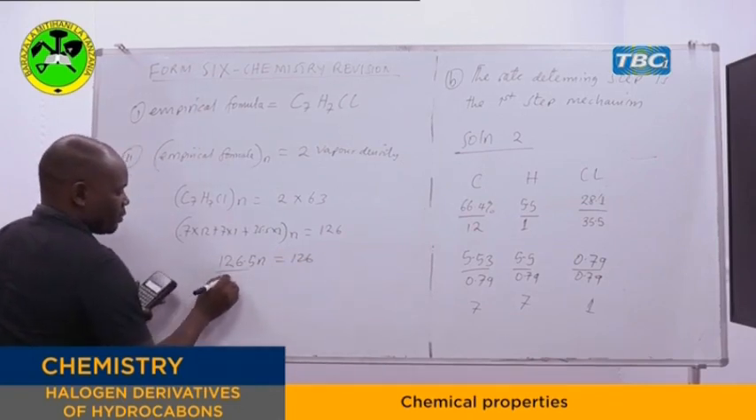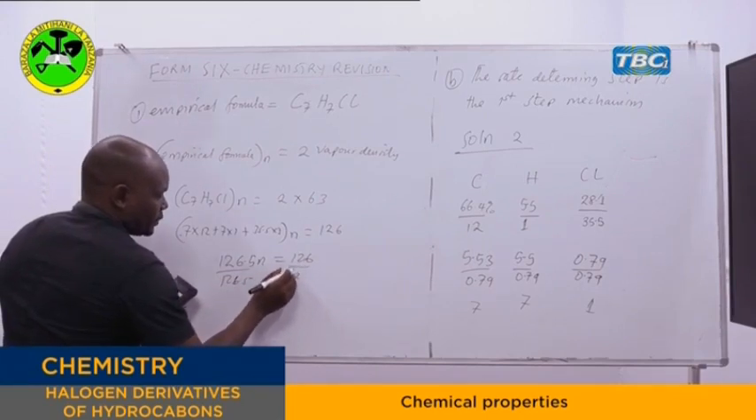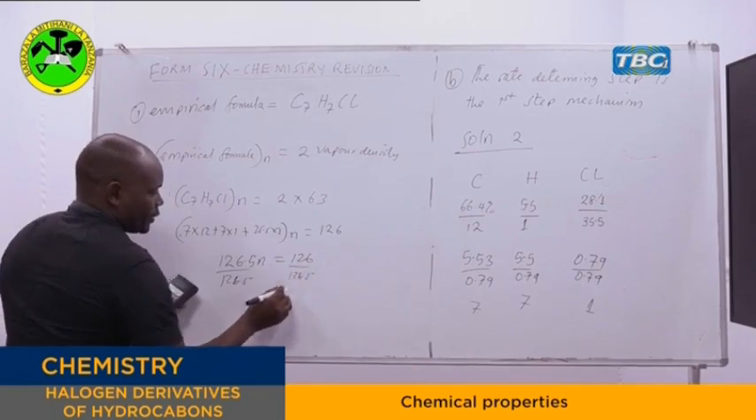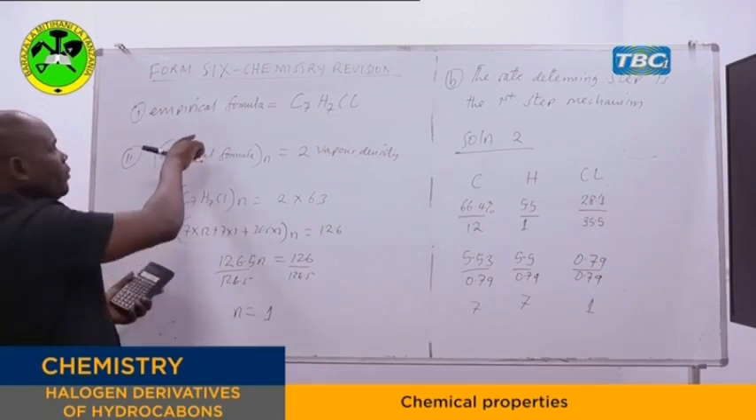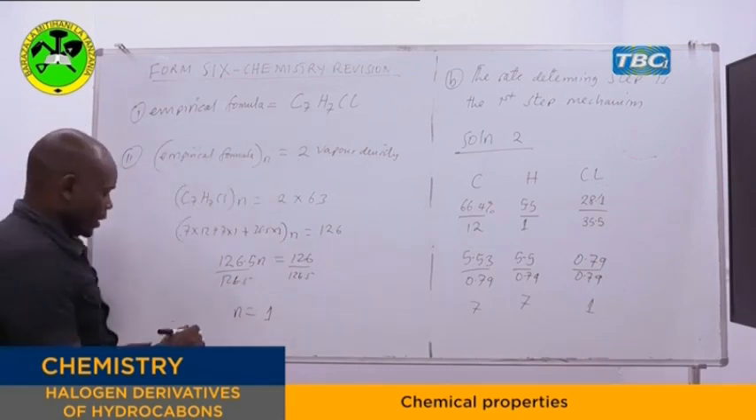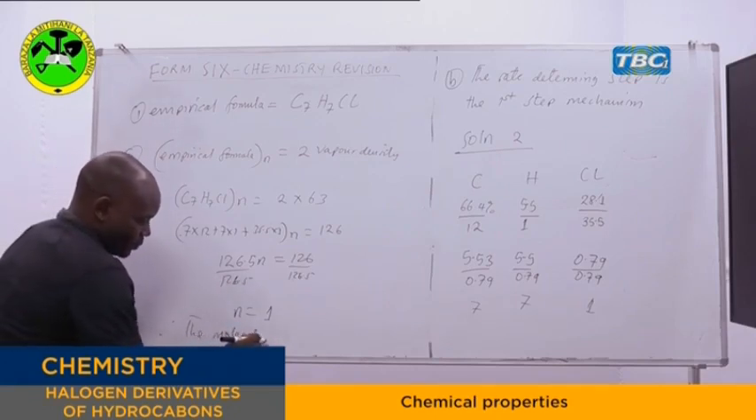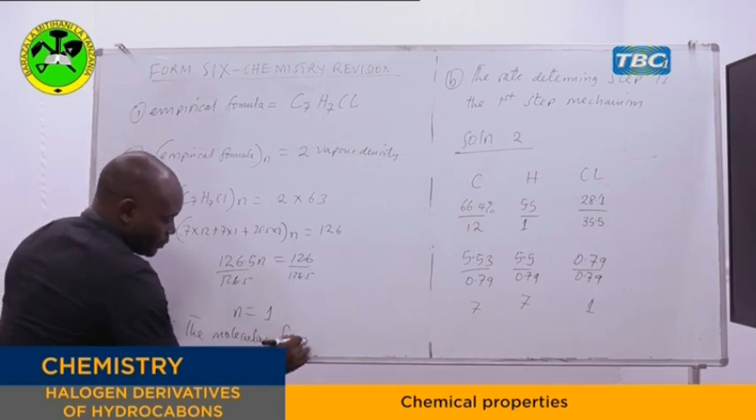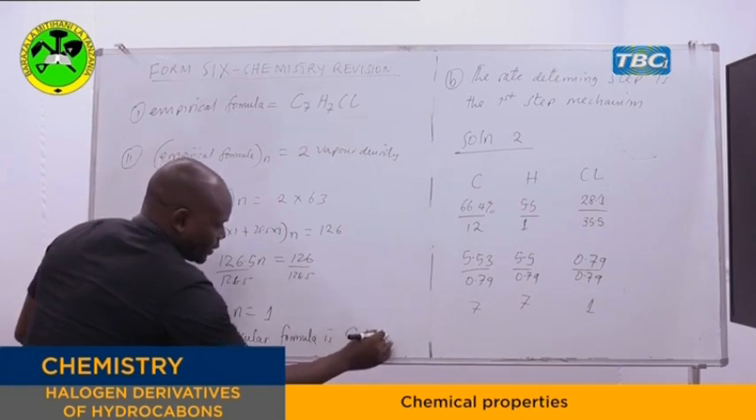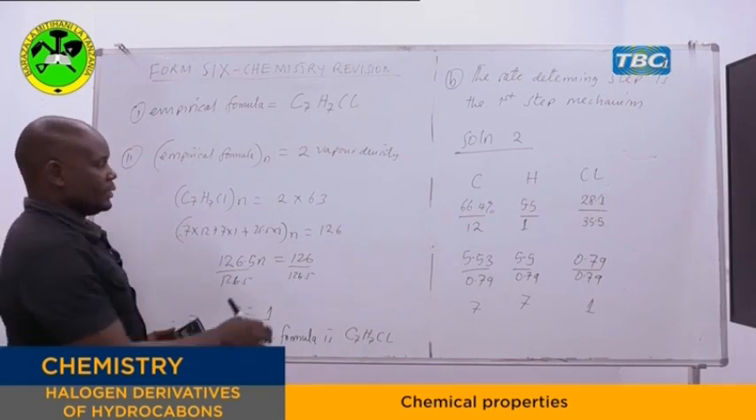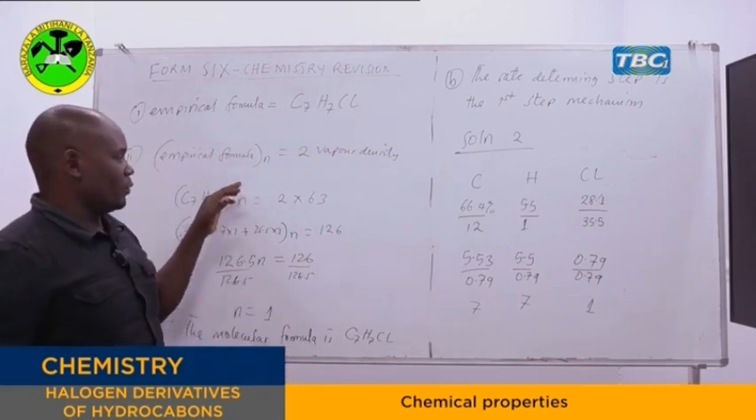So we divide by 126.5, and by 126.5. The answer therefore is n equal to 1. Therefore the empirical formula is the same as the molecular formula. Then the molecular formula is C7H7Cl, with 7 hydrogen atoms and 1 chlorine atom, since the value of n that we have obtained here is 1. So that is the first part of our question.